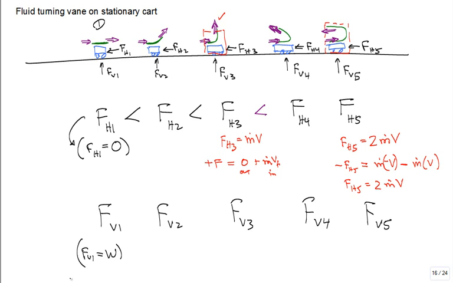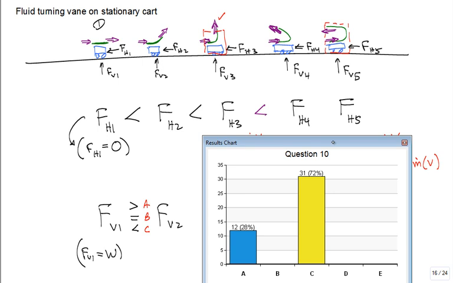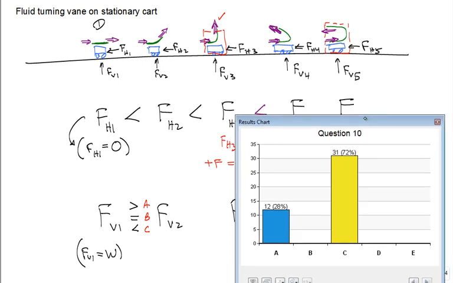True? Okay, now, time to redeem ourselves. Another clicker question. FV1, is it greater than, equal to, or less than FV2? A, B, or C? The force, vertical, to hold that cart up. How does it change as the deflector plate comes into play? All right. What do you think? We're going to get a lot of right answers. So it's going to have a greater vertical force. So it's C. True? Is that true?